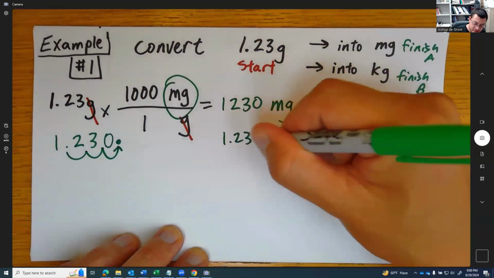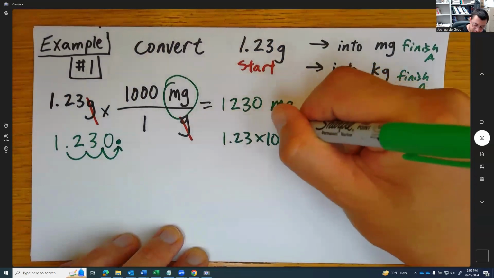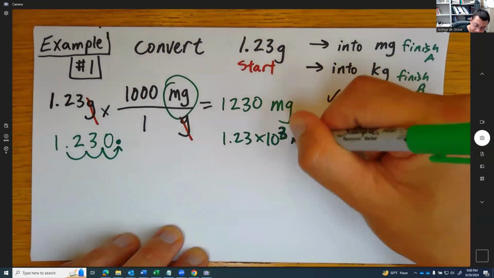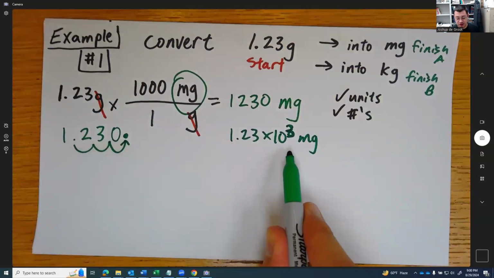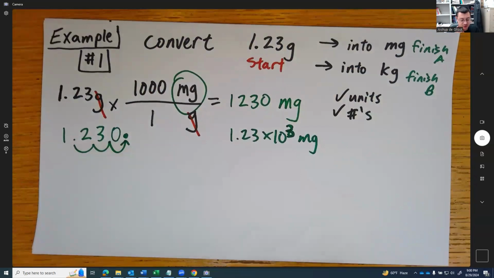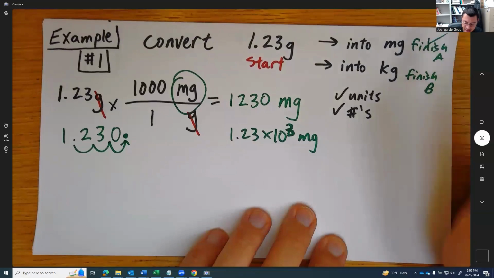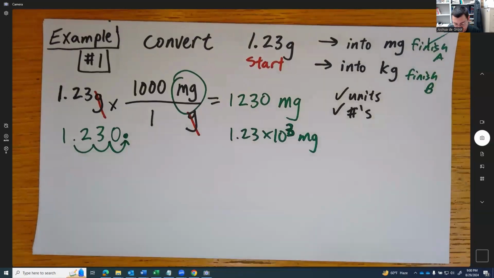You could have done scientific notation. Oops, that's a 3. 1.23 times 10 to the third power. You could have done that as well. All right, so that was our part A. We did that. Let's do part B.